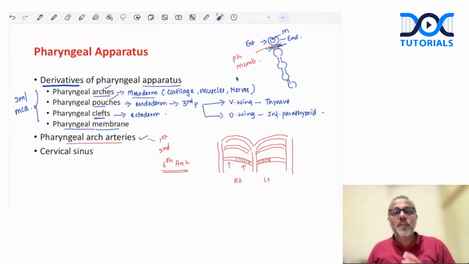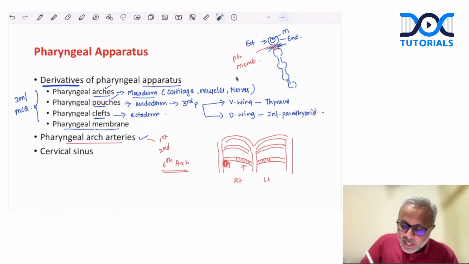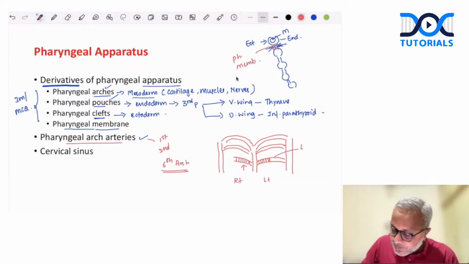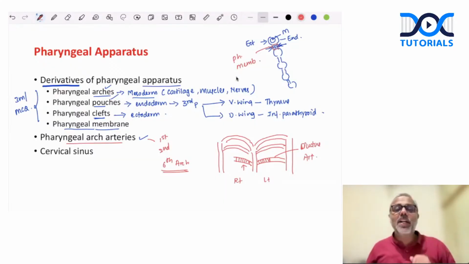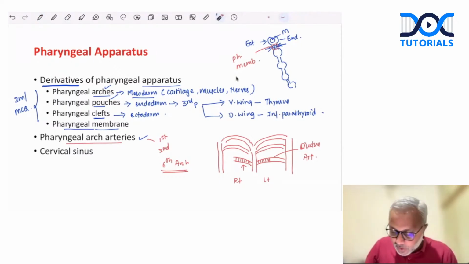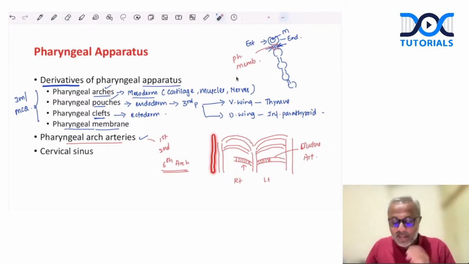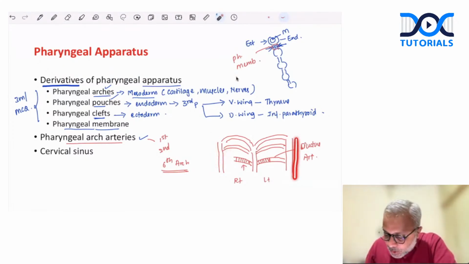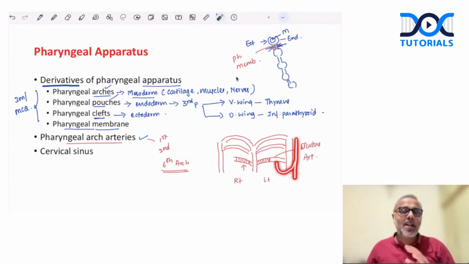But what is the fate of the distal part? The distal part on the right side disappears. Okay. Whereas on the left side, this persists as the ductus arteriosus, which later becomes the ligamentum arteriosum. This is one of the reasons why the recurrent laryngeal nerve on the right side, as it arises from the vagus, hooks around the 4th arch artery, which will give rise to the right subclavian. Whereas on the left side, it hooks around the ligamentum arteriosum ultimately.